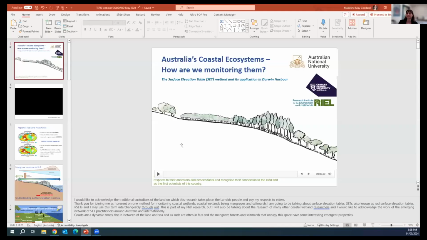That was really fantastic and a nice little segue into a coastal monitoring method I'm going to be talking about. I think some of our sites overlap. Well, not my sites, but I think there's some overlap there.